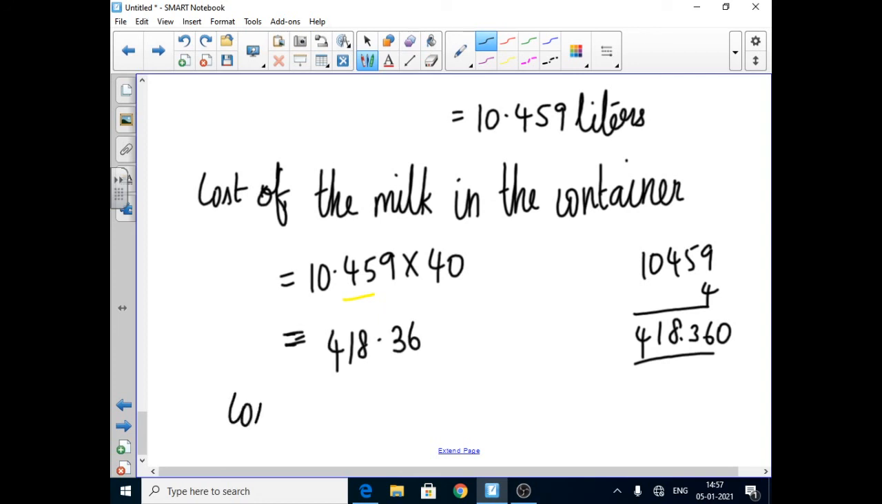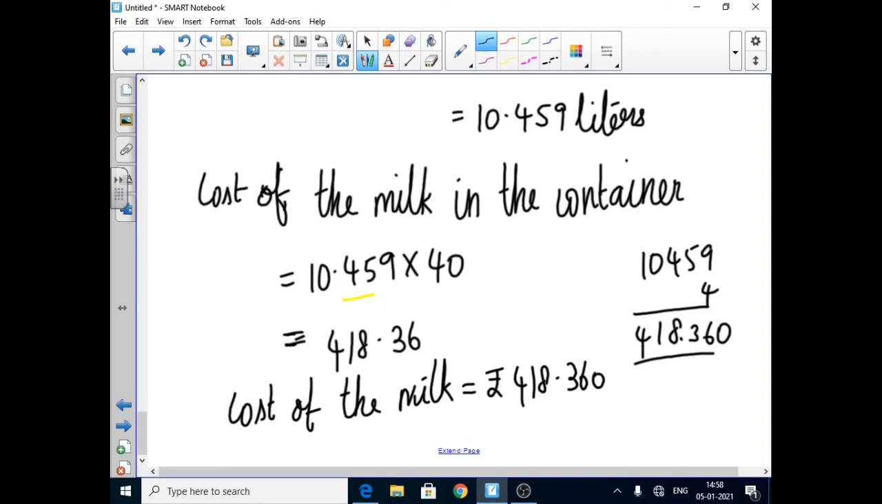So cost of the milk is equal to rupees 418.360. 0 is not valuable here. Okay? Since a 0 comes at the last after the point, we should leave that particular 0. Okay, so take down this.